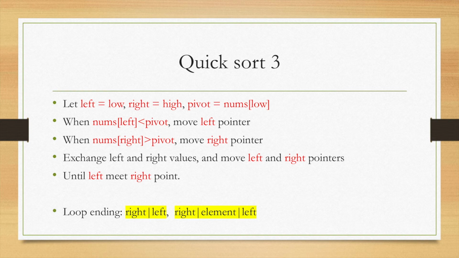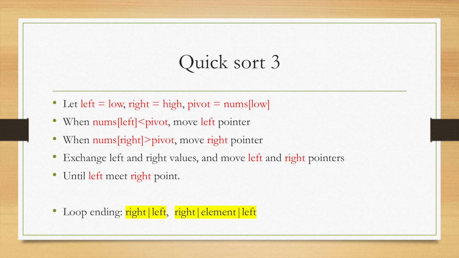Then after the above movements, the left element and the right element should be exchanged. And we do these steps until the left pointer meets the right pointer. So using this method is different from the previous one because when the loop ends, it has two possibilities. It's not the same as the previous one.